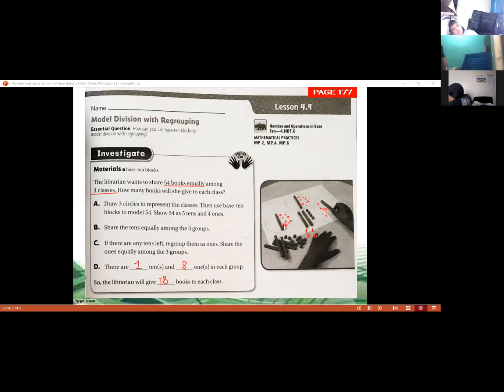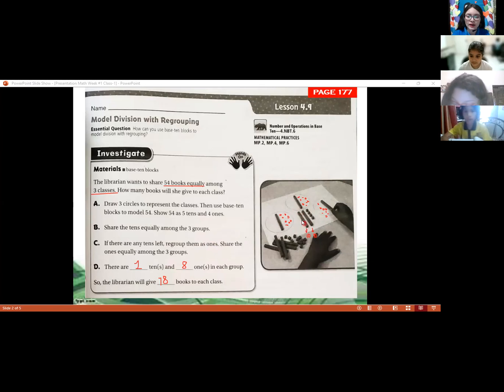So we put 1 in each group, 1 10 in group number 1, 1 10 in group number 2, and 1 10 in group number 3. But they are missing 2. We cannot share equally these 2, so they are left over. But it says step number C, letter C. If there are any tens left, we have 2 tens left, regroup them as ones. So when it says regroup them as ones, it means that you need to give one by one in each group. So we start giving.